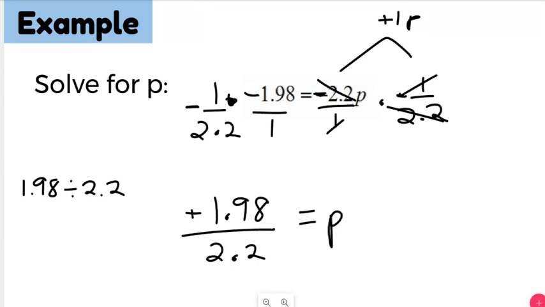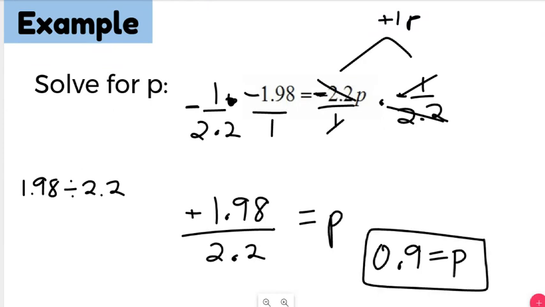I ran out of room, but 0.9 equals p. Now again, the process is exactly the same as if we were dealing with integers. It's just that there are decimals in the problem, which means we'll use a calculator. No big deal.